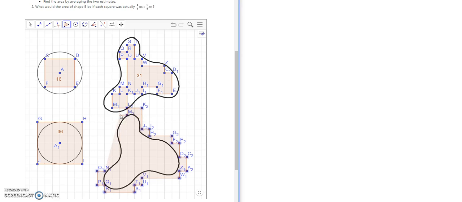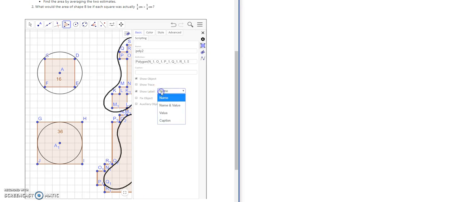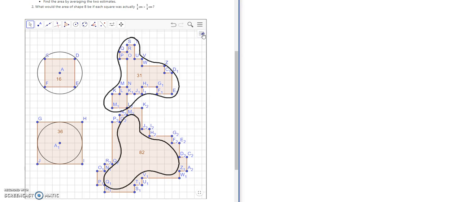So I come down, go over, come down again, go over, come all the way down to here. Even these look like they have a little bit, so I'm going to include them. And there I have, that's the area that has all the possible squares. So I'm going to show label. That's again a right click, show label, right click, settings, and I'm going to do the value here. And I have 82 square centimeters.